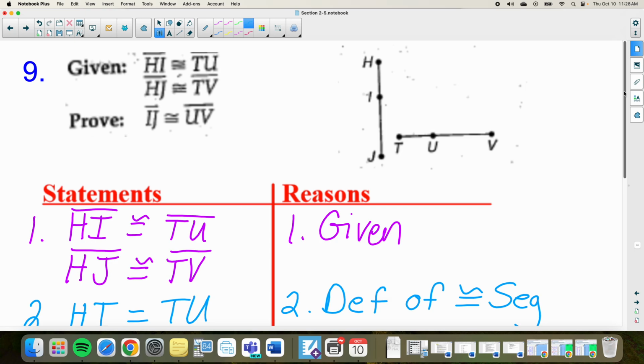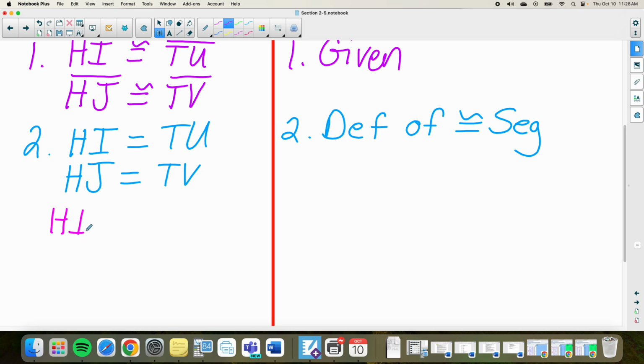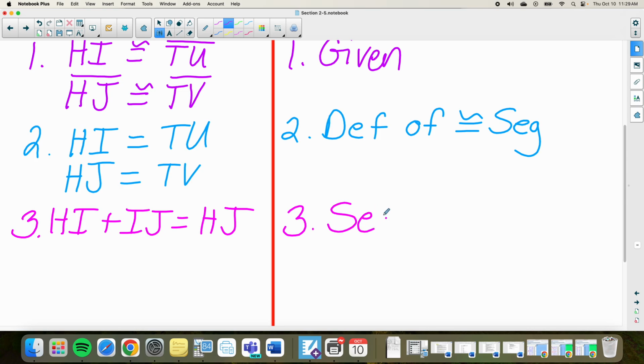So, we have 2 segments that have 3 points. If you're doing this in your notebook, draw the given, the proof, and the diagram, okay? So what we're gonna do here is break this into parts. So we're gonna say HI plus IJ equals HJ. And that, like Christian said, is segment addition postulate.